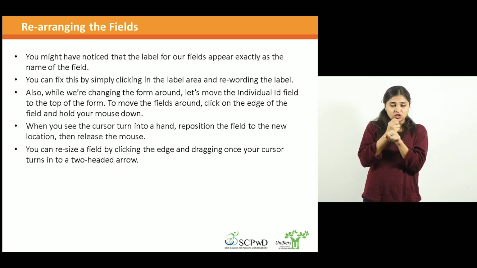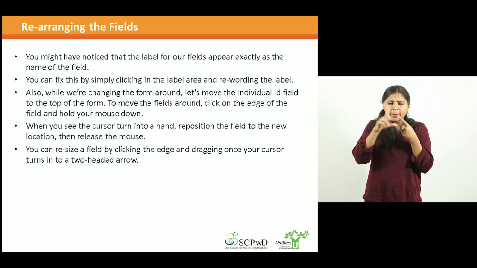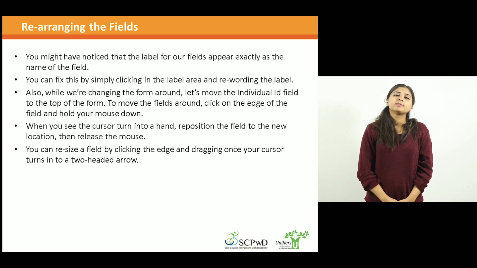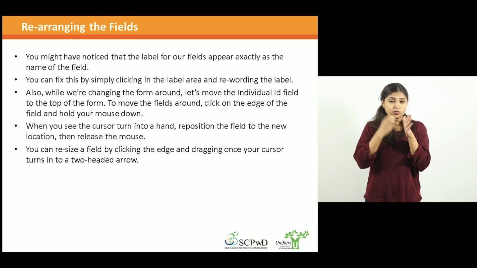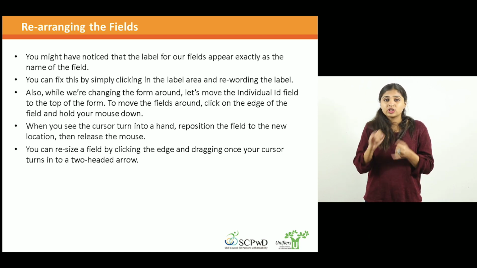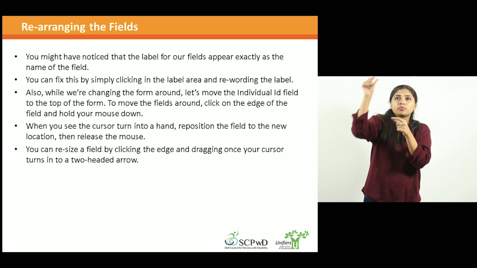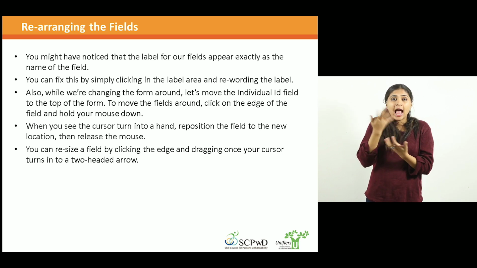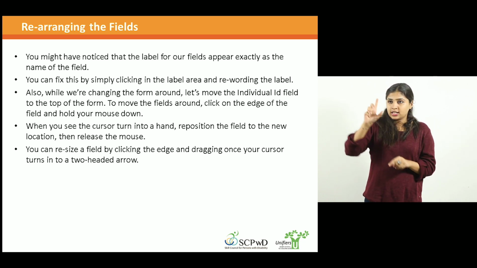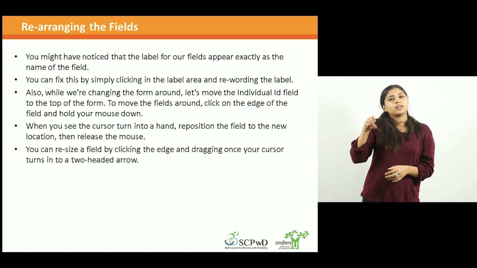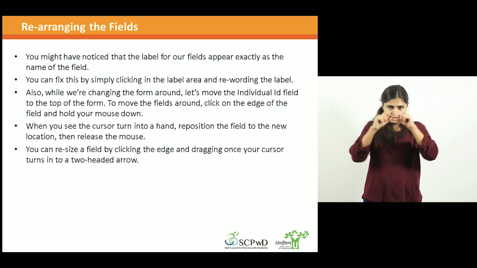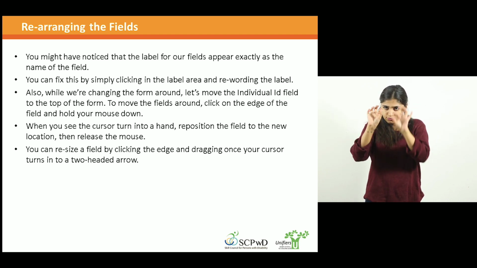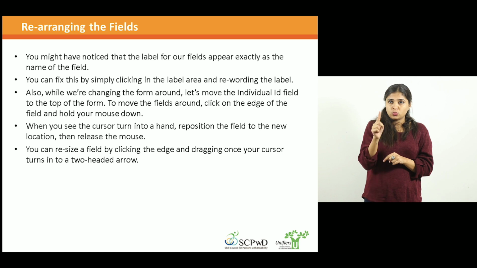Rearranging the fields. You might have noticed that the label for our fields appear exactly as the name of the field. You can fix this by simply clicking in the label area and rewording the label. Also, while we are changing the form around, let's move the individual ID field to the top of the form. To move the fields around, click on the edge of the field and hold your mouse down. When you see the cursor turn into a hand, reposition the field to the new location and release the mouse. You can resize a field by clicking the edge and dragging once your cursor turns into a two-headed arrow.